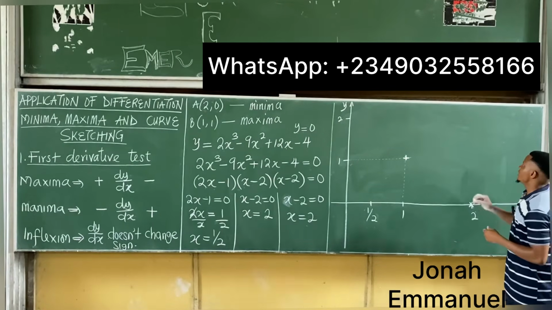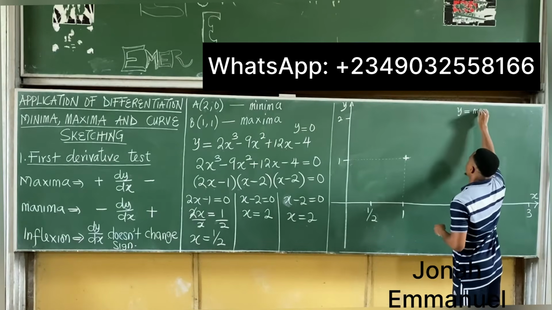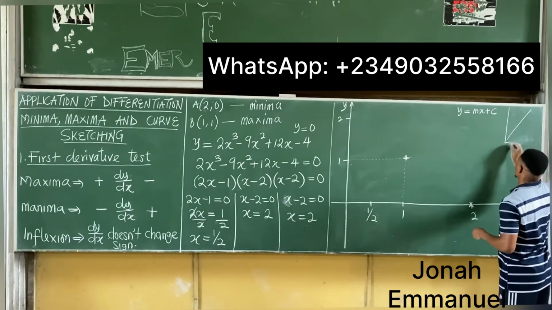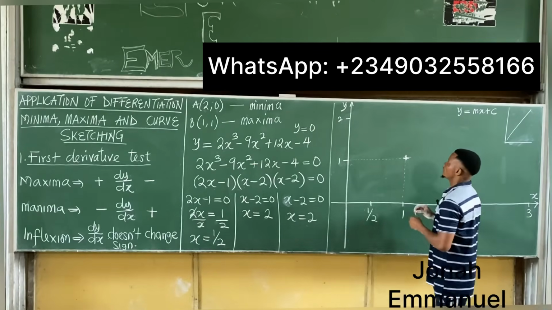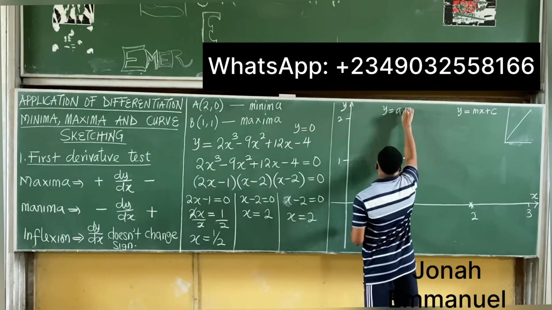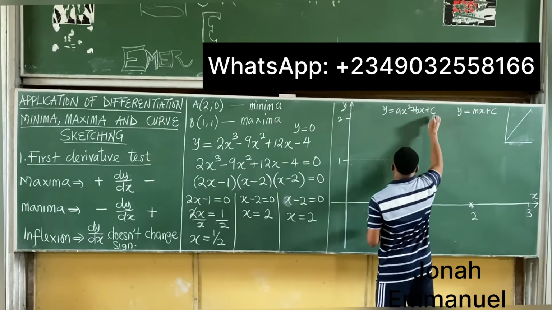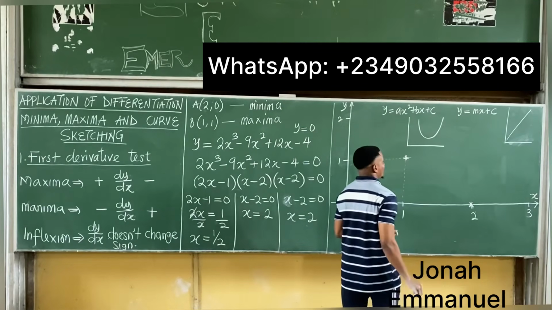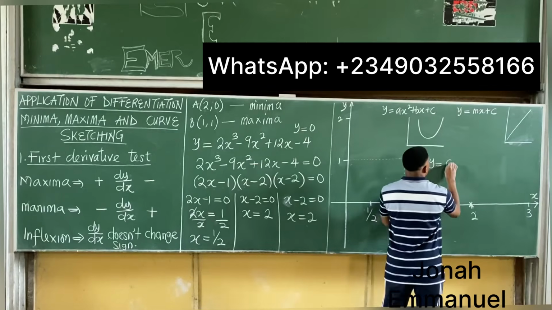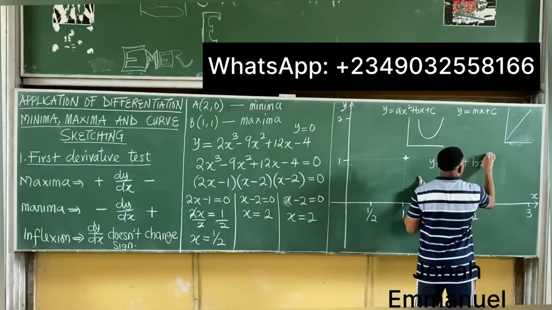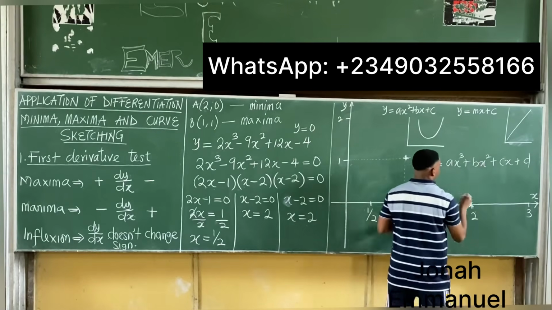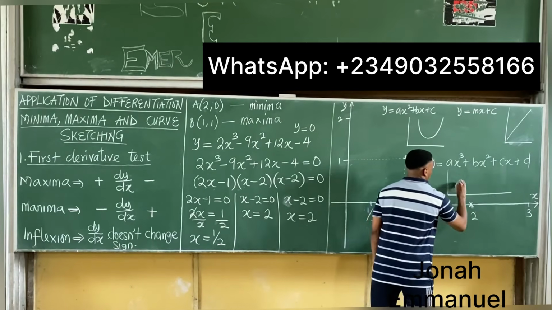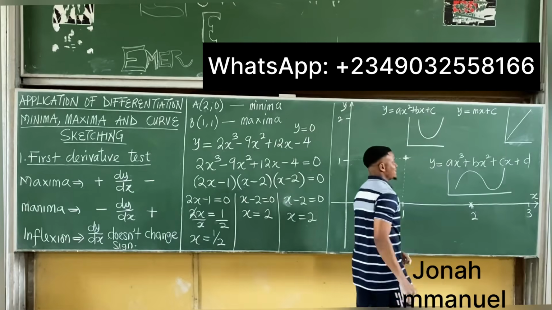Note that for a linear graph, we have that y is equal to mx plus c. This will give you a straight line graph. I have this. The second one, note that for y equal to ax squared plus bx plus c, this is quadratic. For this, I will have a graph of this nature. And then for y equal to ax cubed plus bx squared plus cx plus d, my graph should look something like this, something of this nature.